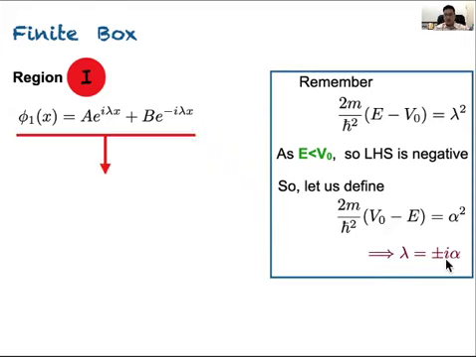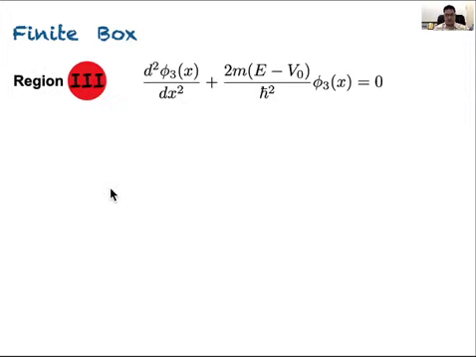So now this whole thing can be written as a times e to the power alpha x and b times e to the power minus alpha x. Now these exponents are no longer complex, but real. Now in region 3, this is the equation that we have written. In region 3, as we have done for region 1, we can write down the general solution of phi 3 as g times e to the power alpha x plus h times e to the power minus alpha x, where g and h are constants.